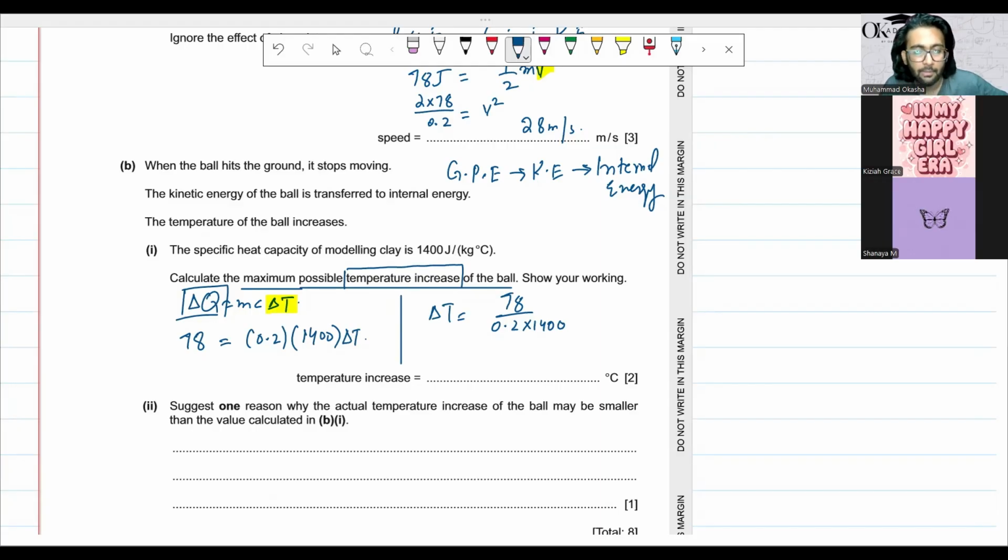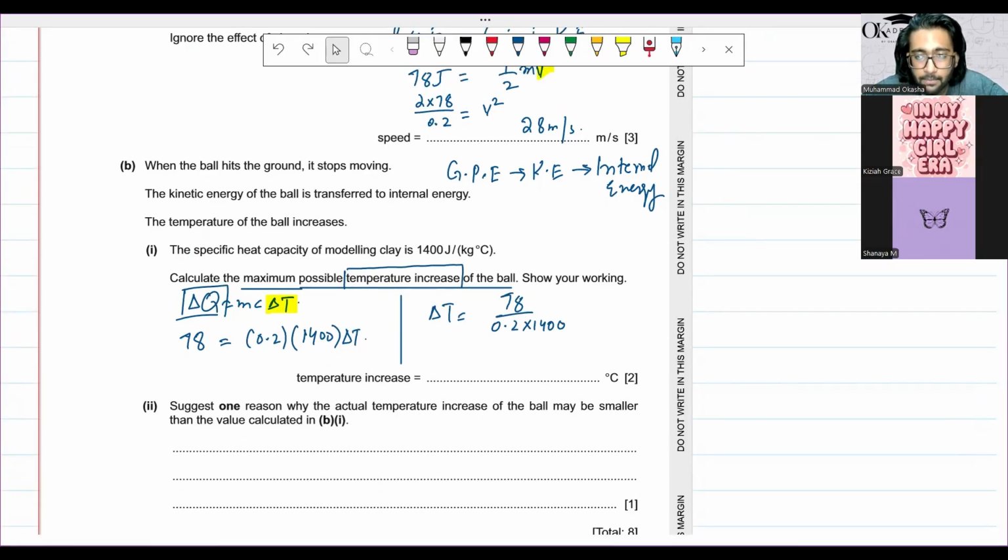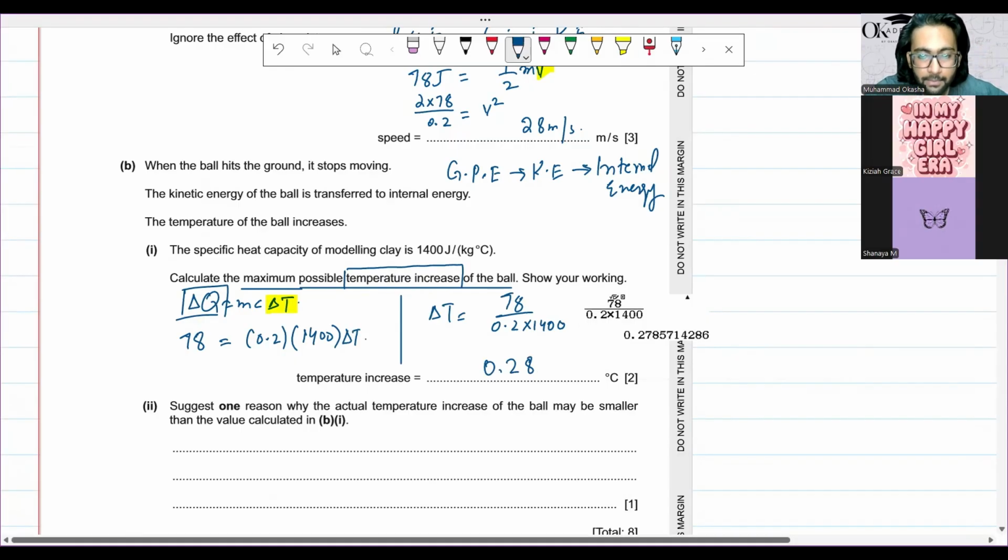Let me also double check. I'm going to put it on my calculator and actually do it on the screen. 78 divided by 0.2 multiplied by 1400. I am getting 0.27, you can say it's almost 0.28. If you round it off to two decimal places, it's 0.28 degrees centigrade is the rise.